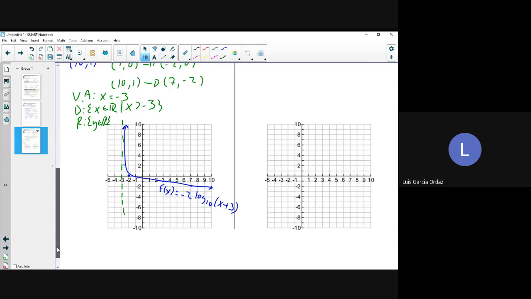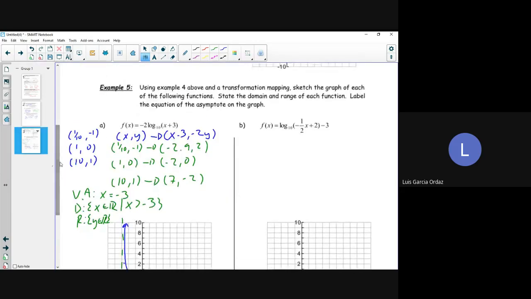Okay, and now we're going to move on to our last example. You have f of x equal to log base 10 of 1 over 2x plus 2, minus 3. What is the first thing we need to do with this equation? I'm going to factor out the negative 1 over 2. So we get negative 1 over 2 bracket x minus 4.